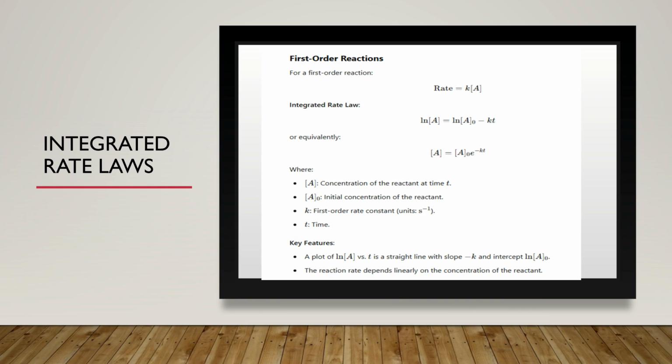For first-order reactions, the rate depends linearly on the concentration of the reactant. The integrated rate law is the natural log of concentration A at time t equals the natural log of initial concentration A minus k times t. A plot of the natural log of concentration versus time is a straight line.